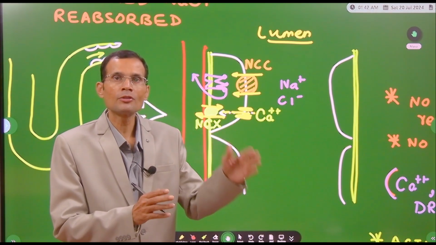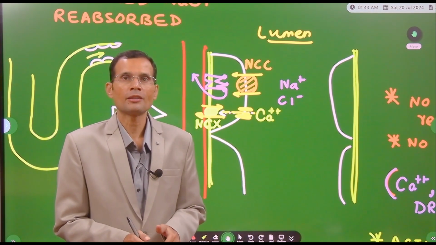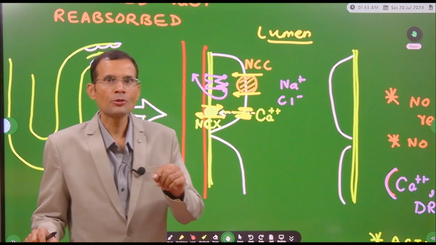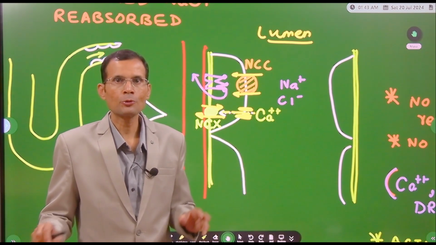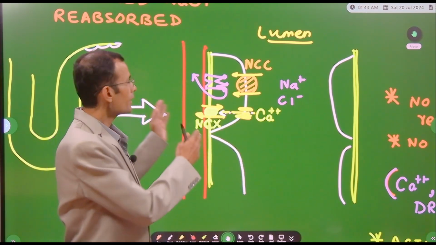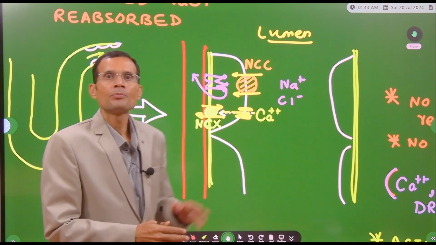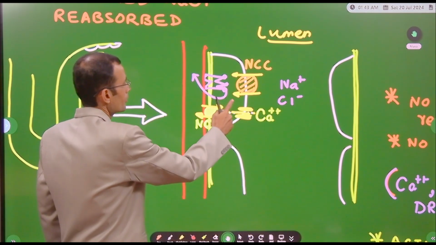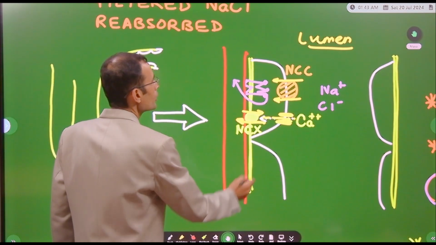Remember, compare this with the loop of Henle, where there was NKCC, which was also electroneutral, but it was transporting one sodium, one potassium, two chloride. Of course, we also saw there that it actually does not reabsorb potassium. It only reabsorbs sodium chloride, that is in the thick ascending limb. Here also there is reabsorption of sodium chloride by the NCC transporter.